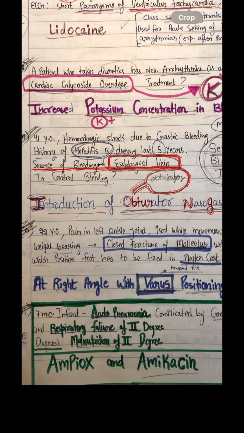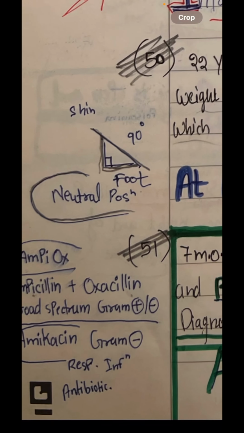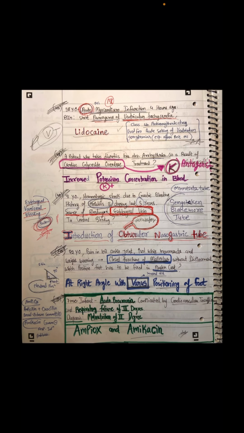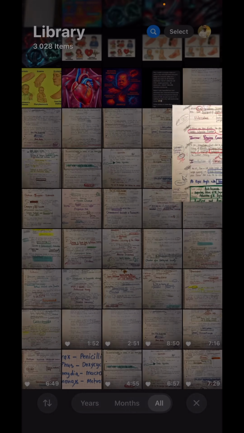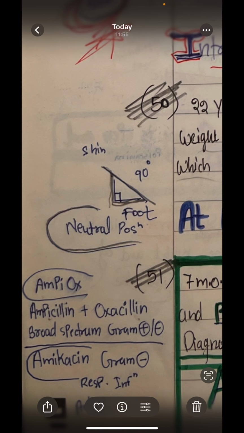So here is, just read it for yourself: MPOX and amikacin. Let's see what the mixtures are. So sir, the patient is having acute pneumonia. So what are we going to prescribe to the patient? We are going to prescribe ampicillin plus oxacillin. MPOX is first. So this is a broad spectrum gram positive and gram negative antibiotic. So ampicillin plus oxacillin is the mixture here in MPOX.